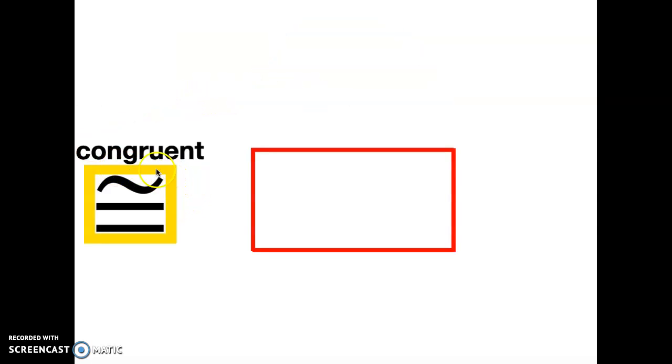The next symbol looks like this. This stands for congruent. Congruent means that lines have the same length. So in this example, this top line right here and this bottom line right here are congruent to each other. That means they have exactly the same length from one end to another end. This shape also has congruent lines right here at the left side and right here at the right side. That means the lines here are exactly the same as the lines here. They have the same length.